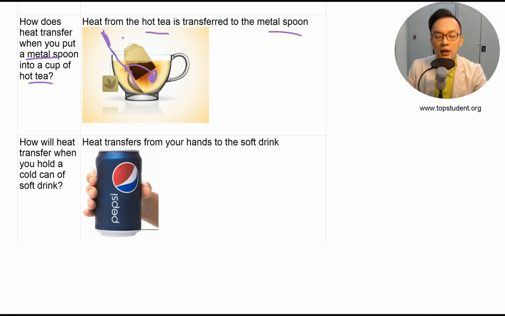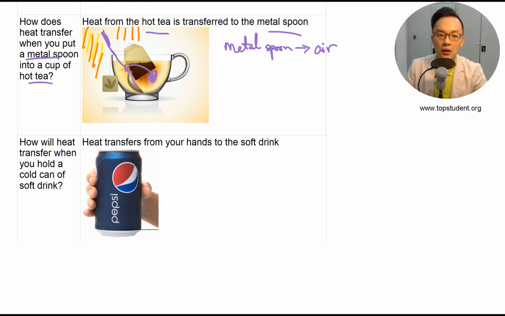Now question, between the metal spoon and the air, how is heat going to be transferred? So which is warmer? Is the metal spoon warmer or the air warmer? The metal spoon is warmer because of the hot tea, and therefore the metal spoon will transfer heat to the air around it. Alright, so the metal spoon will transfer heat to the air surrounding it because the metal spoon is warmer than the air.